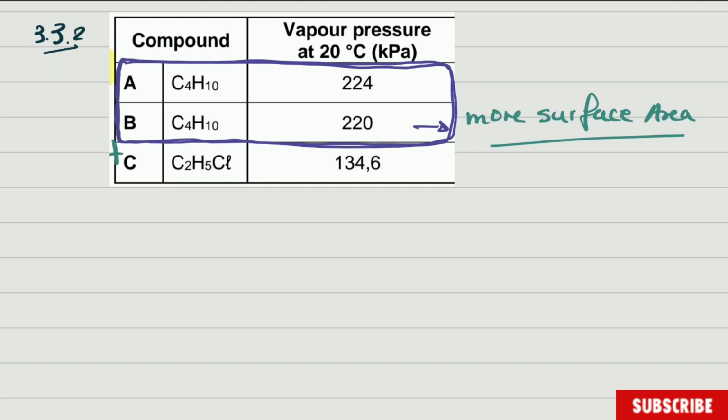So B will have more surface area than A, and we're going to start writing this one here. That is the first thing you have to say: B has more surface area than A. How do I know that? Because they are chain isomers, guys, and B has a lower vapor pressure, therefore a higher boiling point and stronger intermolecular forces, so the surface area must be greater there. Now, if it's greater surface area, the strength of the London forces is greater there.